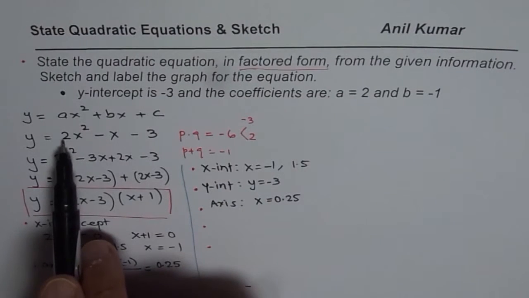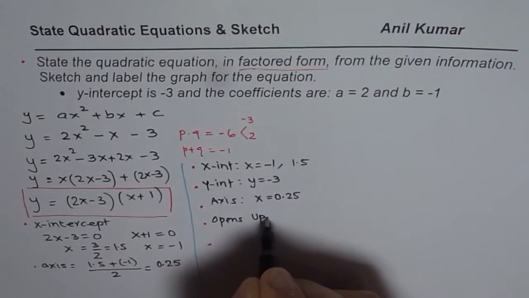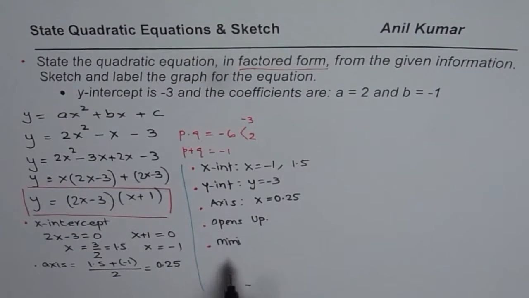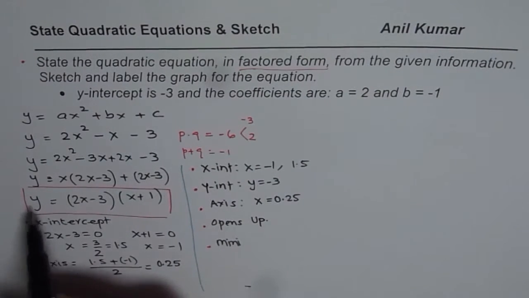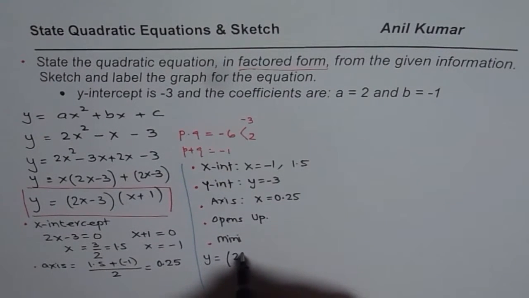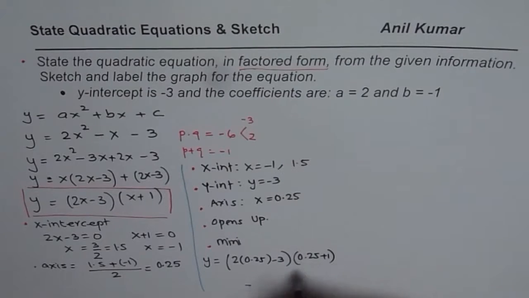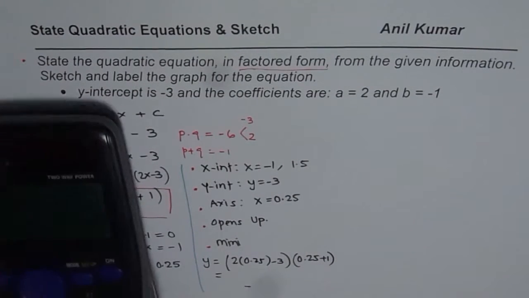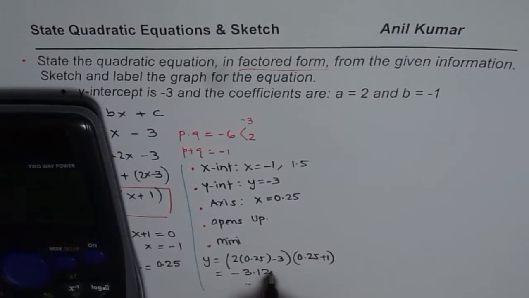And now let us find the extreme value also. Since the leading coefficient is positive, the graph opens upwards, so we'll have a minimum value. The minimum value will be on the axis, so we can calculate the value of the function at 0.25. So let us write down y equals 2 times (0.25 minus 3) times (0.25 plus 1). Let's multiply this and find the answer: one factor is 2 times 0.25 minus 3, and the other factor is 0.25 plus 1. When you multiply, you get approximately minus 3.125, right?